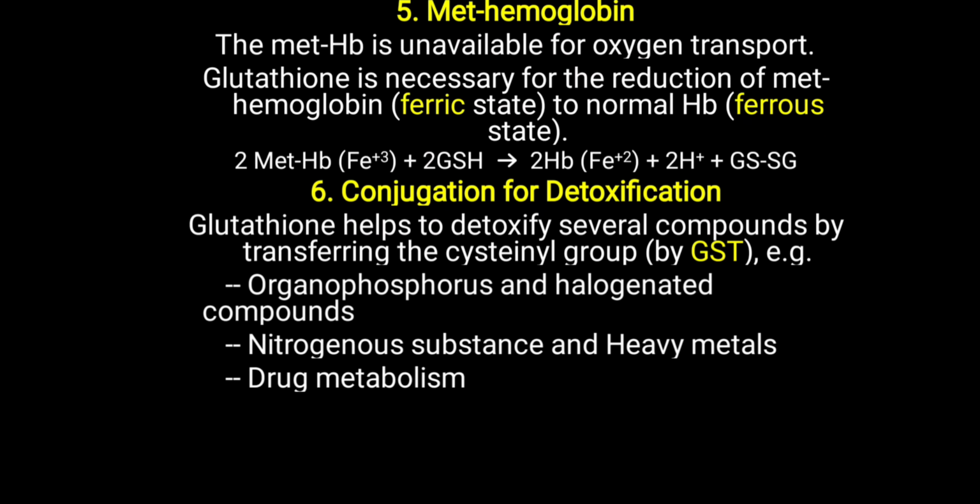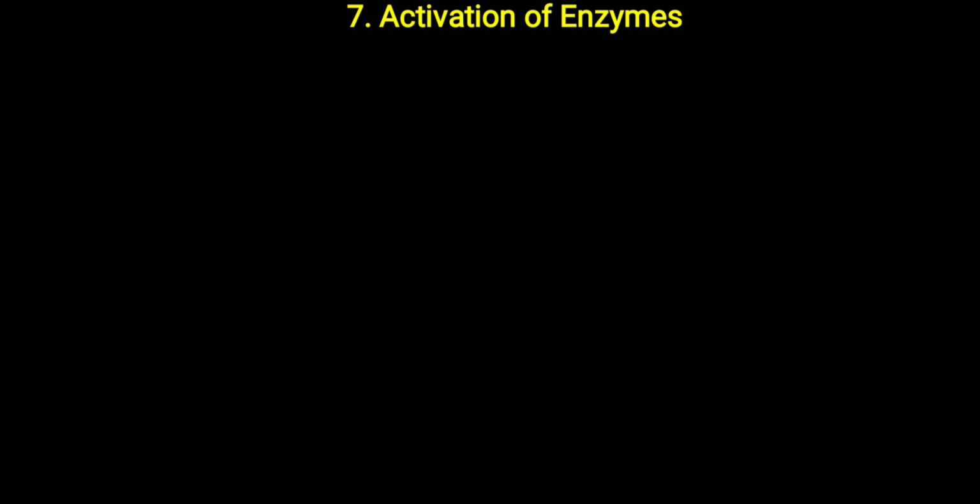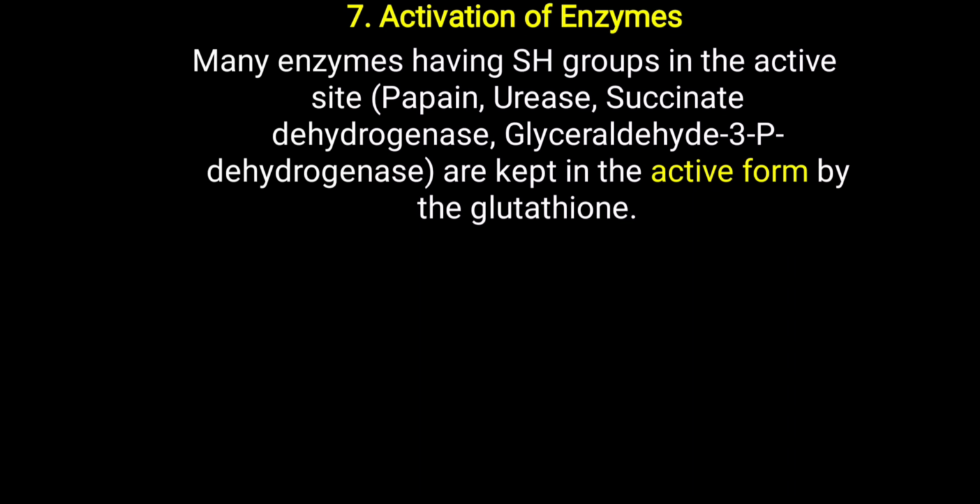Various drugs are also metabolized with the help of this conjugation process with glutathione. So the various functions are amino acid transportation, then the second coenzymatic role, then the conversion of methemoglobin to hemoglobin, and conjugation for detoxification. Now one more function of glutathione is activation of enzymes.